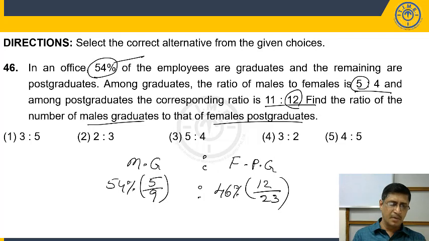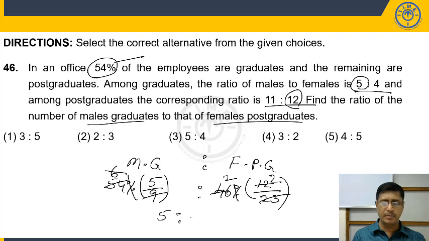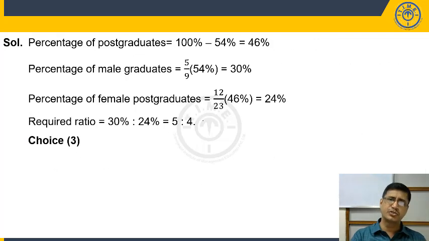Now solving this, percentage to percentage we can cancel directly on either side. 23 goes exactly 2 times. Now 9 we can cancel in 54 6 times. So 6 we can cancel with the 12 2 times. The ratio of the male graduates to the female postgraduates is 5:4. The right choice is option number 3. The third choice is the answer for this question.